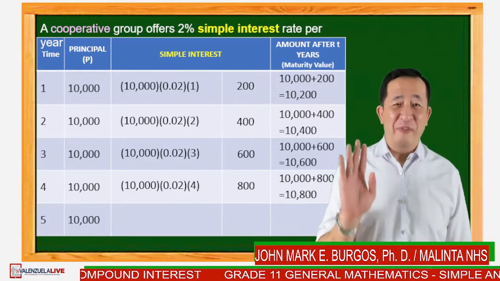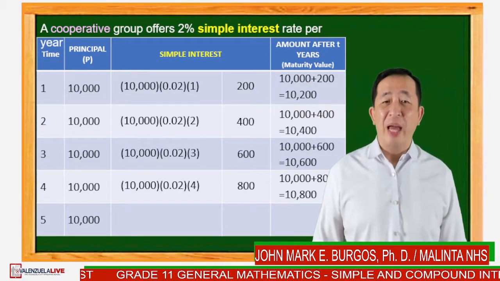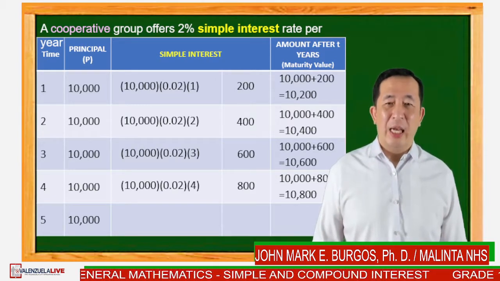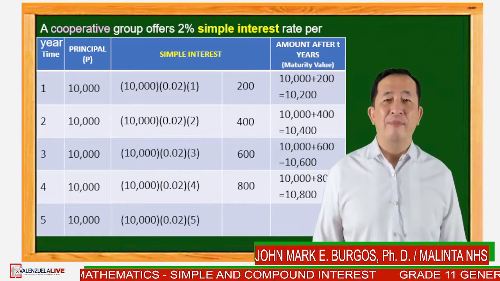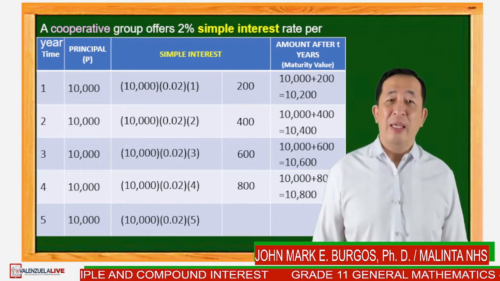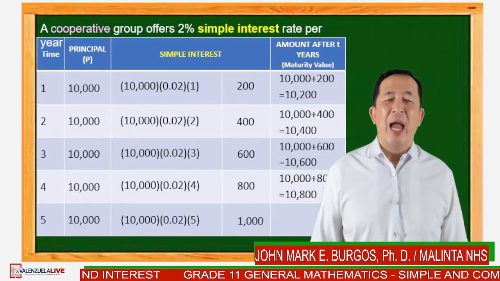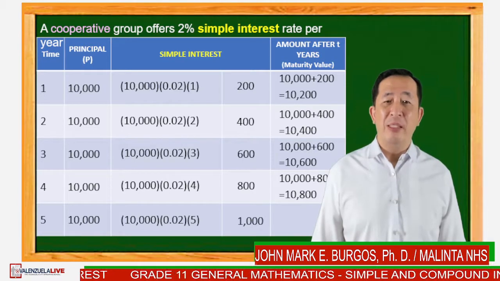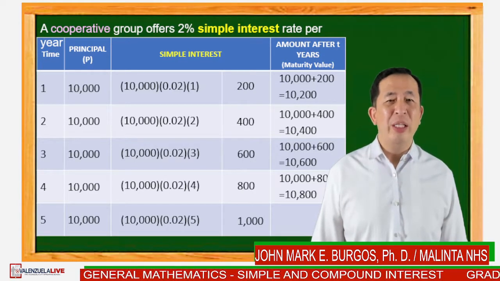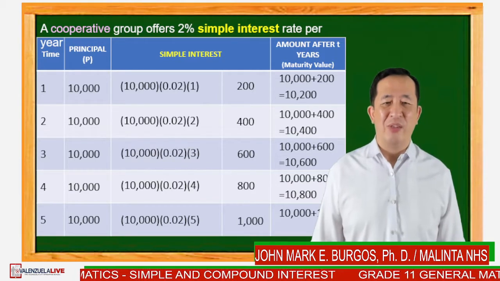And on the 5th year, starting with the principal amount again of 10,000 pesos, to compute the simple interest, it will be 10,000 times 0.02 times 5. The simple interest computed will be 1,000 pesos. Adding the 1,000 to the principal amount, the maturity value will be 10,000 plus 1,000 is equal to 11,000.